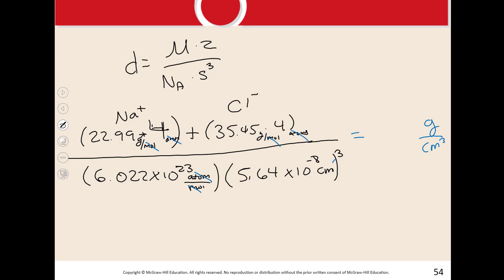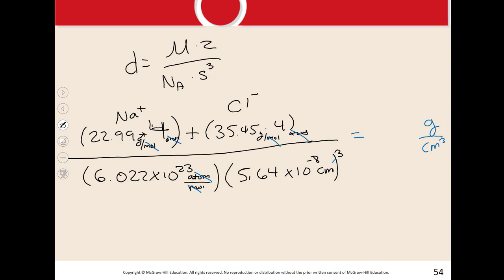As I always said last semester, it's very useful to know what kind of number you're looking for. You're looking for a really big number, a really small number, something in between. So what is the density of water? Ish, 1. So is salt more dense or less dense than water? More dense. So we're looking for some number bigger than 1.